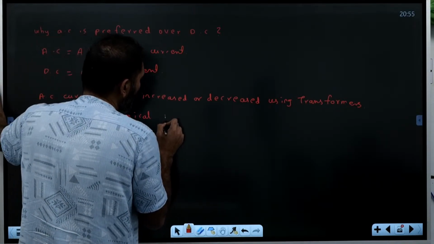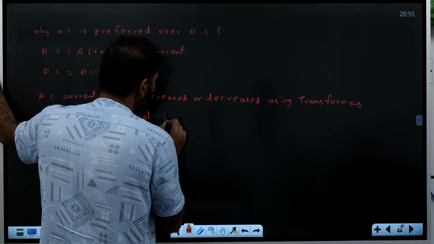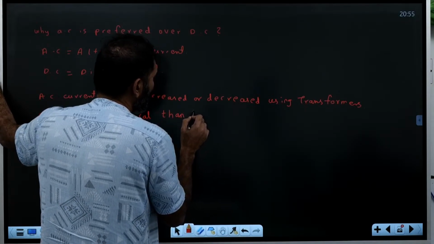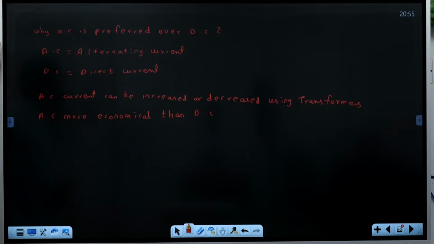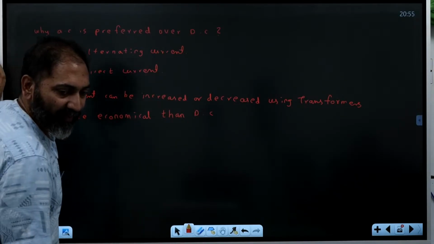AC is cheaper because the rotating armature coil is attached to a turbine, and these turbines are rotated using the water from the dam, and we get this water from rain, which we don't have to pay any money for. So why is AC preferred over DC?